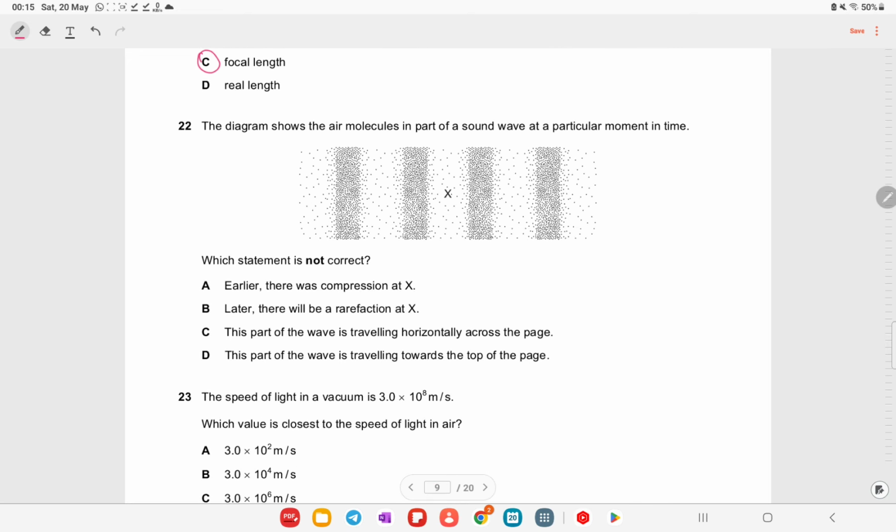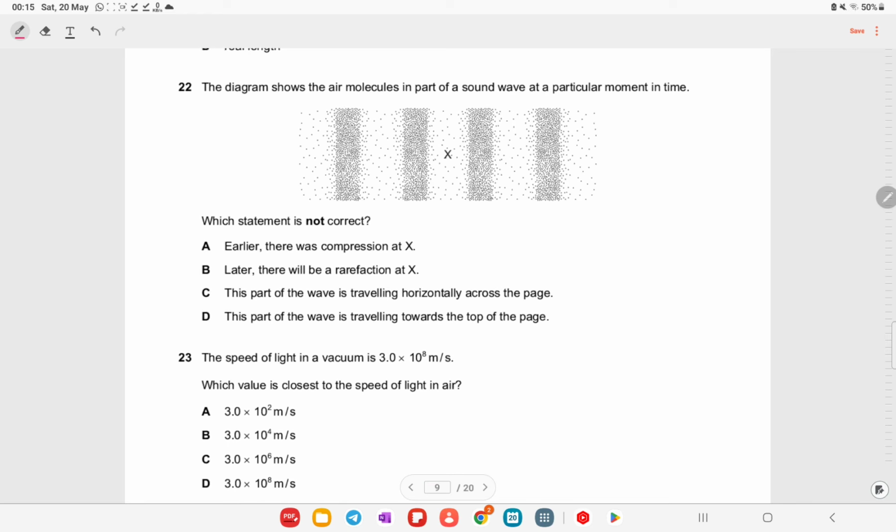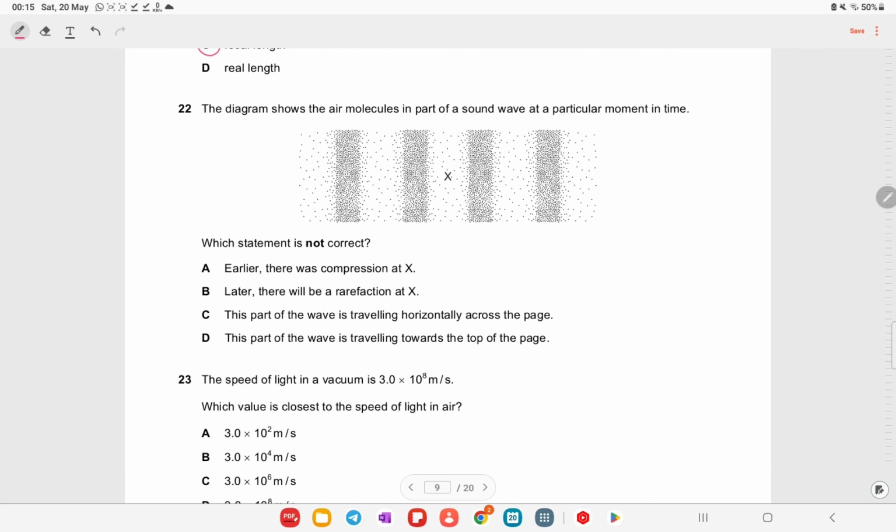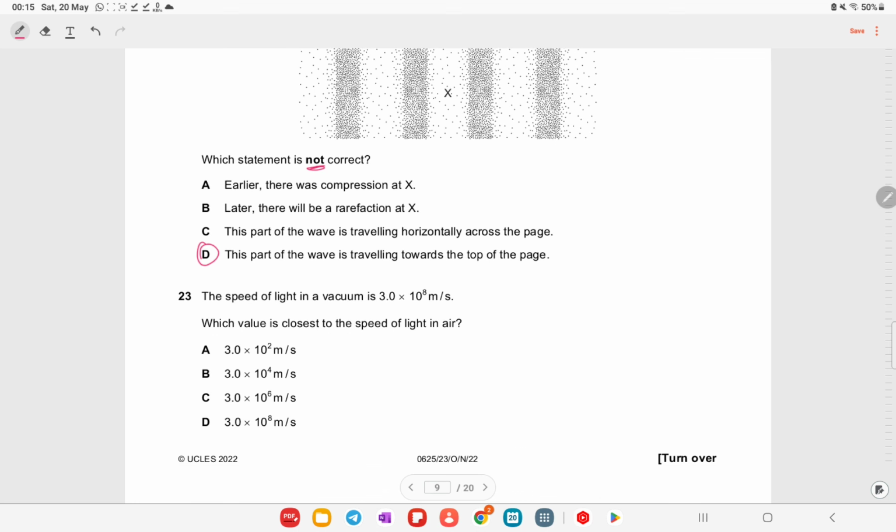The diagram shows the air molecules in part of a sound wave at a particular moment in time. Which statement is not correct? Earlier there was a compression at x. No. Later there will be a rarefaction at x. Okay. This part of the wave is traveling horizontally across the page. This part of the wave is traveling toward the top of the page. So yes, this is going to be the right answer because he is saying which statement is not correct about that thing. Okay. The speed of light in vacuum is 3 times 10 to the power 8.